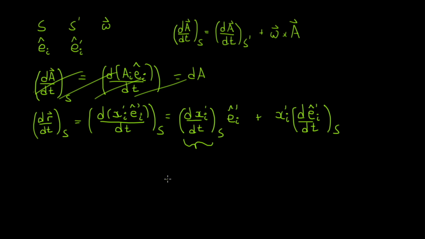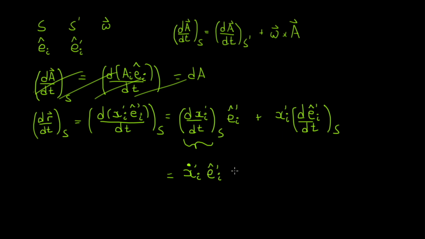So this is just equal to dxi prime dt with respect to no frame, right? It's the same as with respect to S prime. I'm just going to write this here as xi prime dot, right? It's a derivative with respect to a scalar, no problem, times ei hat prime.